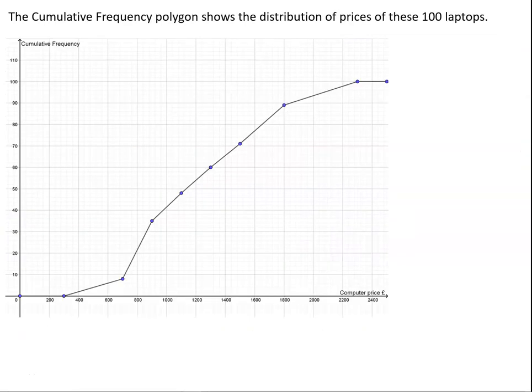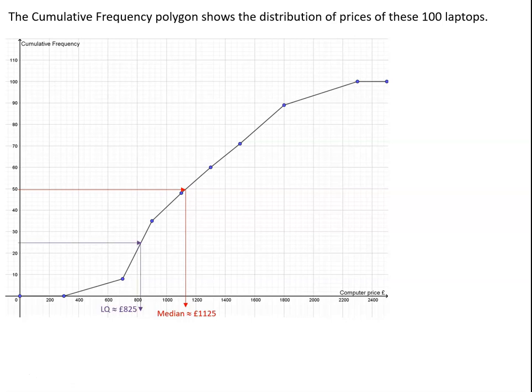So here we now have a cumulative frequency diagram for the distribution of these 100 laptops. And we can use the cumulative frequency diagram very easily to find out the median, which is the cost of the middle laptop in the sample. So we've got 100 laptops altogether, so if we take the 50th one, the median then is somewhere around about £1,125.